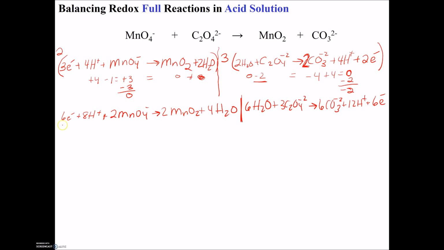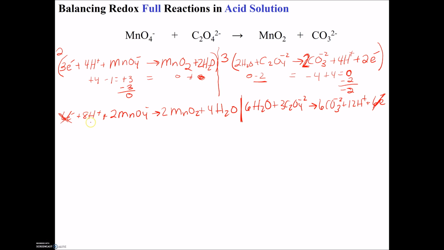So we're going to start with our reactant side of the first reaction. So we have 6 electrons, and we go to the product side of our second reaction. We see 6 electrons, and so we're going to cancel. Electrons should always, always, always cancel. If they don't, again, go back and figure out what you did wrong.